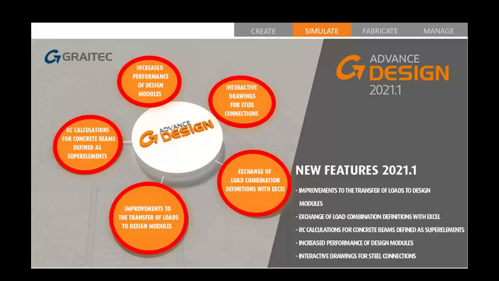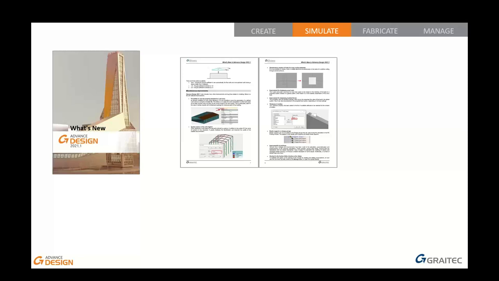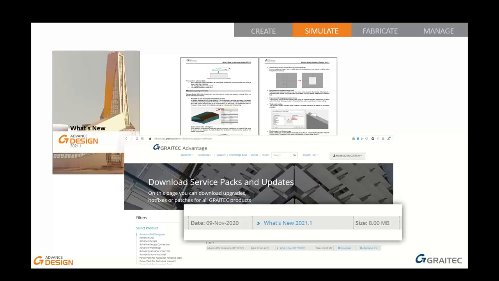You know that it's just an update of the 21 version, so it's not a full version, let's say. But you can see that there are many nice improvements in the version. And of course, the full list of improvements and novelties provided with the 21.1 update can be found in two dedicated documents: What's New in Advanced Design 21 and What's New in design modules in Advanced Design 21.1. You can find both documents on the Graitec Advantage website, in addition to articles on the Graitec.com website.